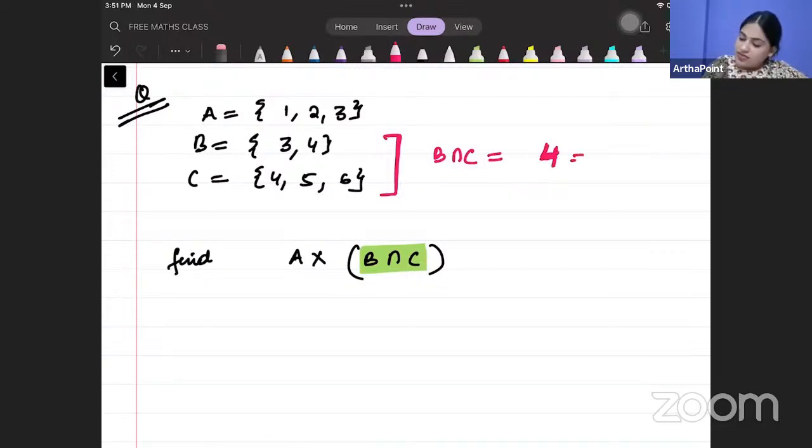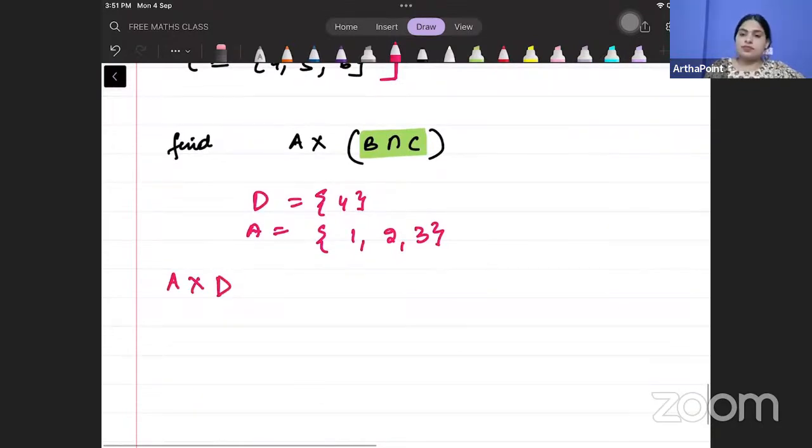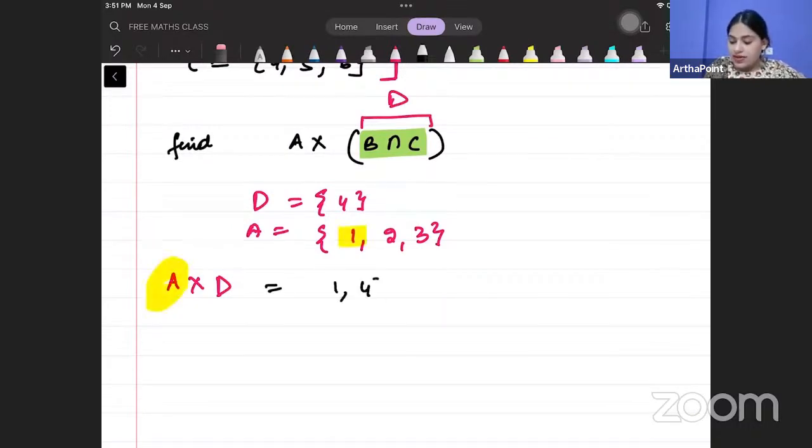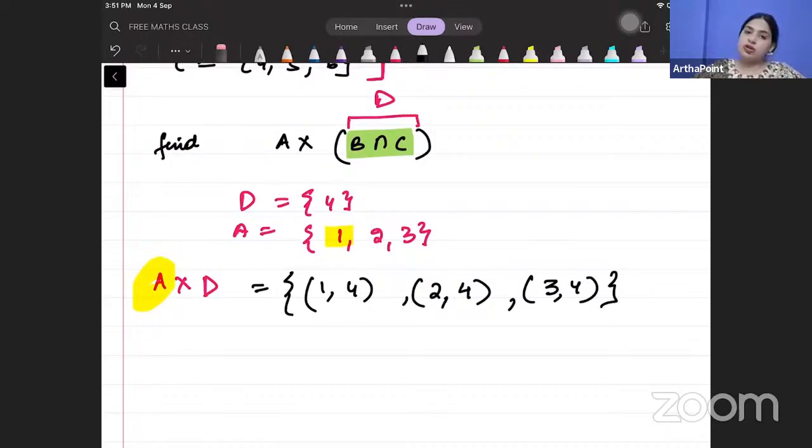So I can name this set as D. Now my set D is only 4 and set A is 1, 2, 3. Now I have to do A cross D. I have made this D. So the first element should be of A. A's element 1, D's element 4. A's element 2, D's element 4, A's element 3, D's element 4. So you will get A cross D like this: (1, 4), (2, 4), (3, 4). Okay, take the next question.